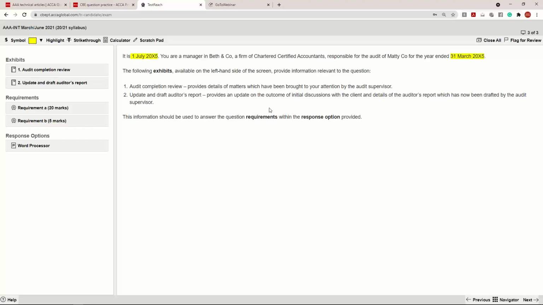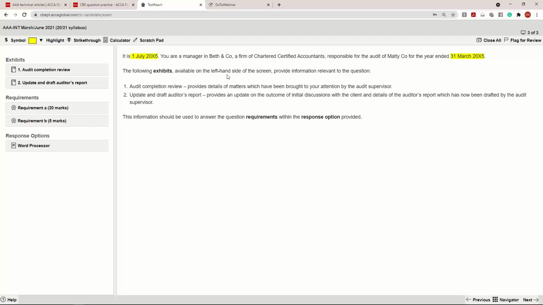So please watch the dates very carefully in the AAA paper. Look at the date where we are. Look at the year end. Are we before the year end or after the year end? Tell me. Why are we after the year end? Because it's a question set at a completion and reporting stage.